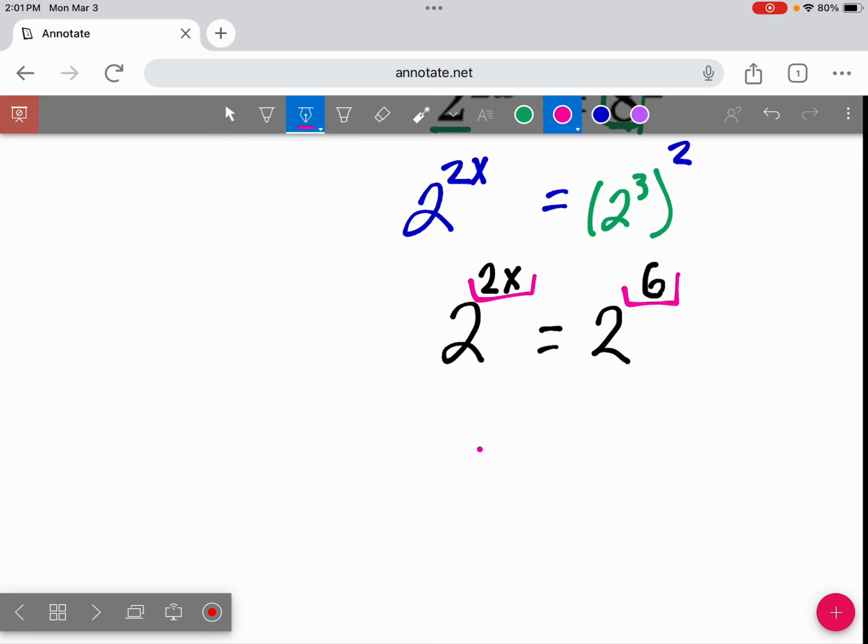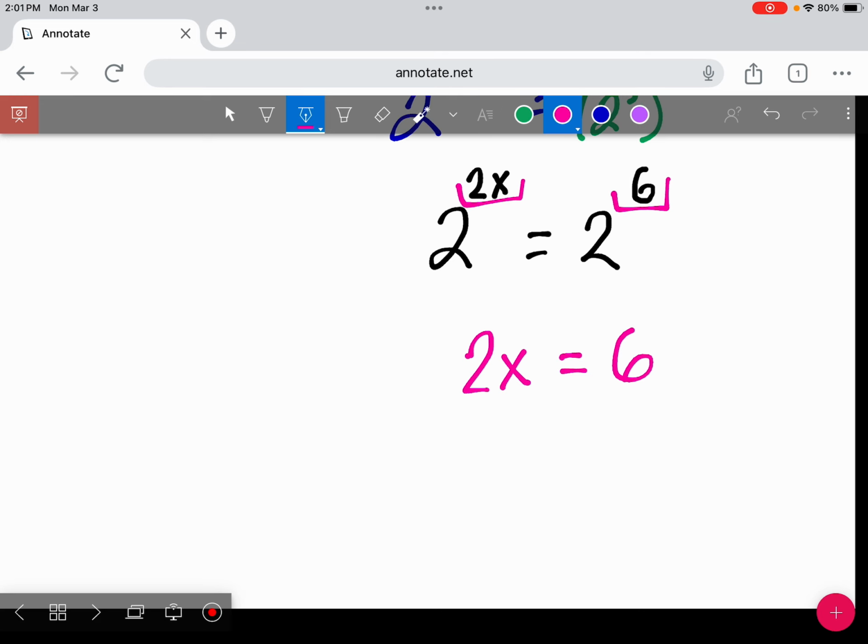Now that we have our bases the same, take our two exponents. My 2x, I want to know when that equals 6. Divide both sides by 2, so x equals 3.